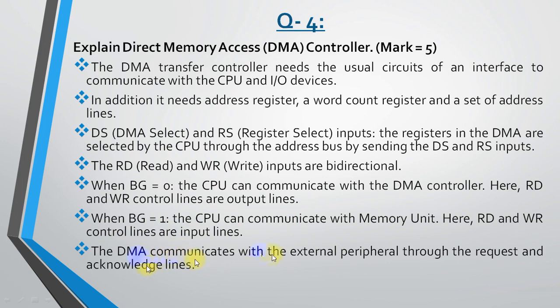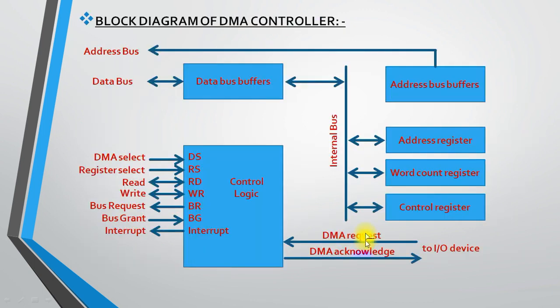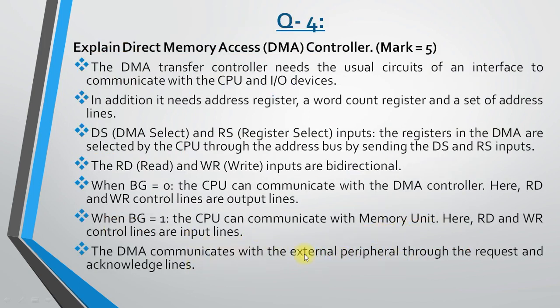The DMA communicates with external peripherals through the request and acknowledge lines. So when you want to communicate with I/O devices, with the help of DMA request and DMA acknowledgement, you can communicate with the external devices. External peripherals means external devices which are not part of the computer, which are connected from the outside world.